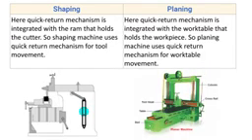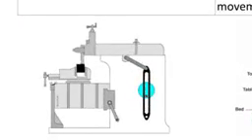Next point, for shaping, quick return mechanism is integrated with the ram that holds the cutter. So shaping machine uses quick return mechanism for tool movement. Now here you can see the shaper machine. The cutting action is performed only during forward stroke, and no cutting action is performed during the reverse stroke. So the reverse stroke is an idle stroke.